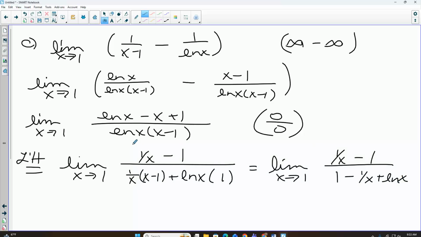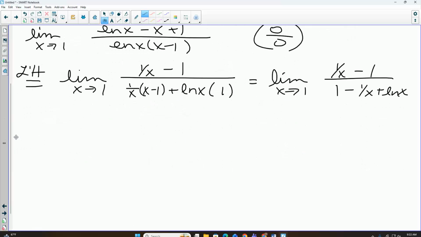All right, now if I plug in 1, on top I have 1 minus 1, which is 0. On the bottom I get 1 minus 1 plus 0. So it's still 0 over 0. What does that mean? L'Hopital's again.